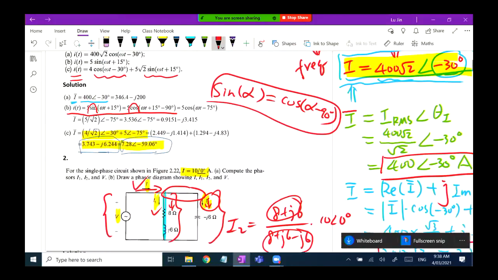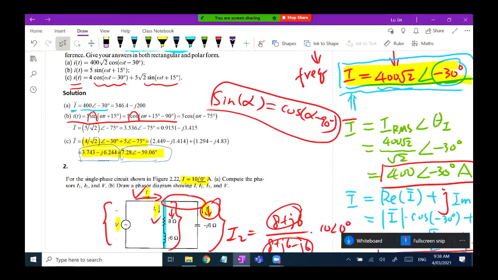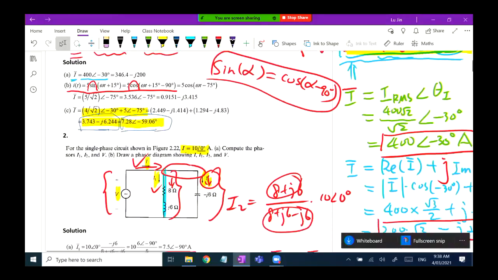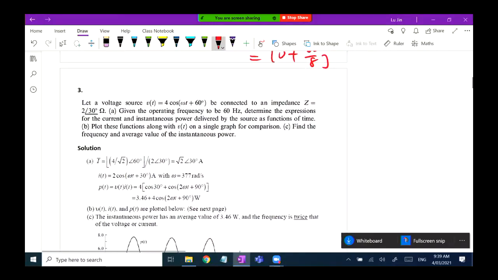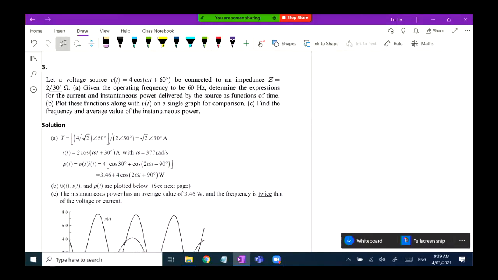Okay, part B is asking us to draw the phasor diagram showing I, I1, I2, and the voltage V respectively. Because we have already derived all these answers, just use the magnitude plus the angle to draw these vectors in the complex plane, then finish. I want to skip it. Good? Can you handle that by yourself? Yeah.